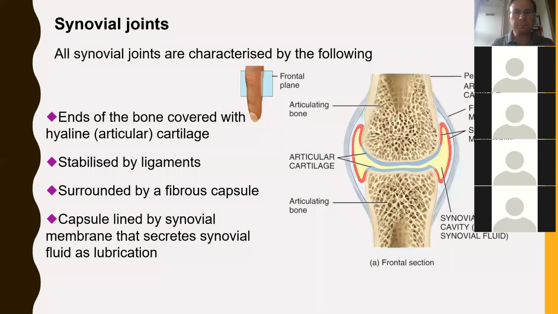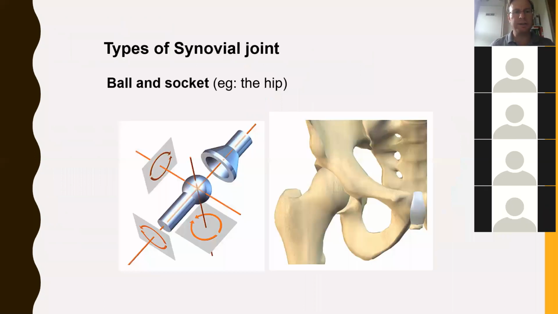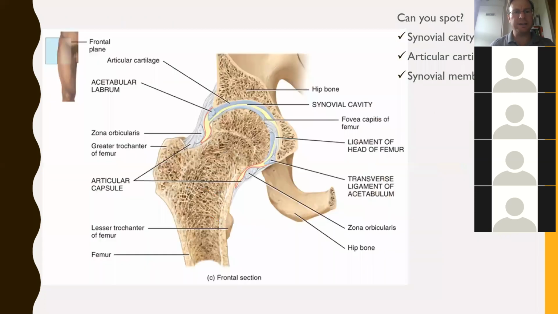Okay, so we're going to dig into the different types of synovial joints. Remember, we had our broad classification, fibrous, cartilaginous, synovial. Now we're taking those synovial joints and looking at our 6 different types of synovial joint. The first type of synovial joint is this ball and socket. Can anyone tell me 2 locations of ball and socket joints in the body? Tell me in the chat box 2 places where you've got ball and socket joints.